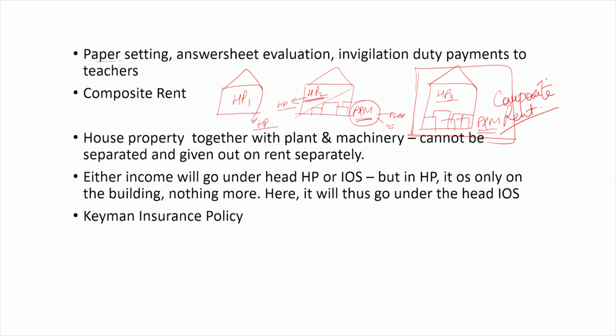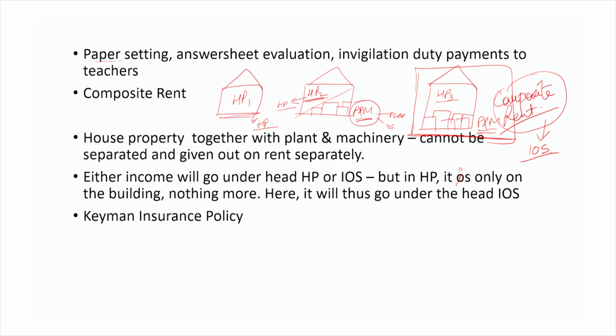Okay. And when we talk about composite rent, that is subject to tax under the head income from other sources. So house property together with plant and machinery, when it cannot be separated and given out on rent separately, we are looking at that sort of an instance. So either income will go under the head house property or income from other sources. But in case of house property, as we discussed here, it is only on the building, nothing more. And here it will therefore go under the head income from other sources.